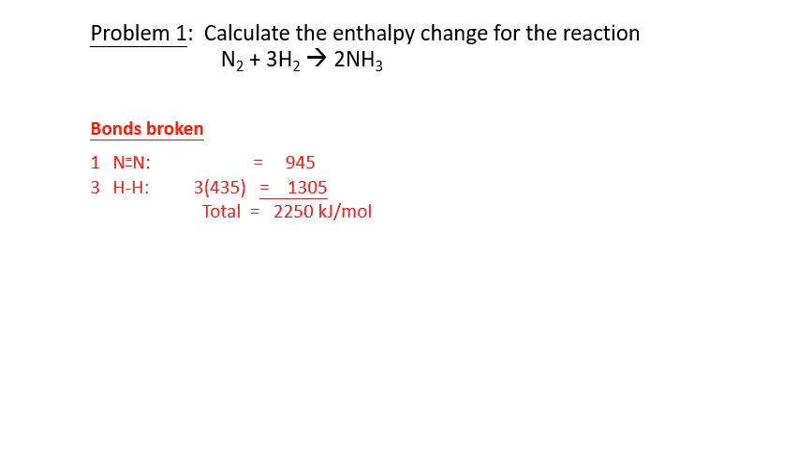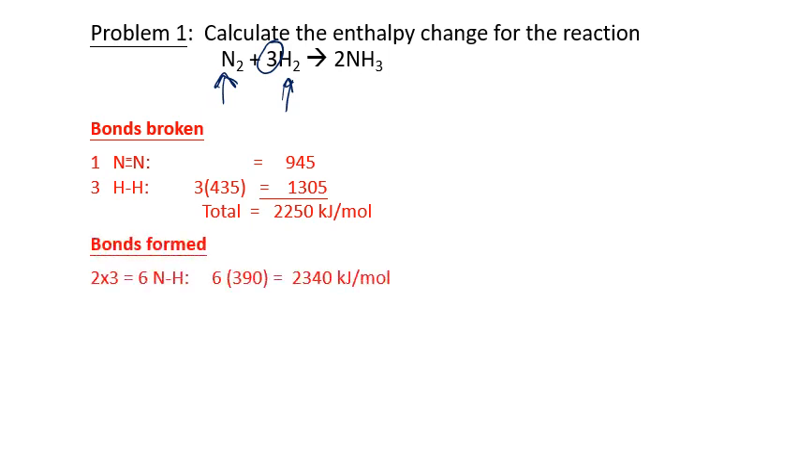So the bonds broken. You've got a nitrogen-nitrogen triple bond in the elemental nitrogen, and you've got the hydrogen-hydrogen single bonds, but notice that you have 3 of them, so you multiply that number by 3. So it'll be 945 plus 3 times 435, which will be 1305, which will be a sum of 2,250 kilojoules per mole. That's the bonds broken.